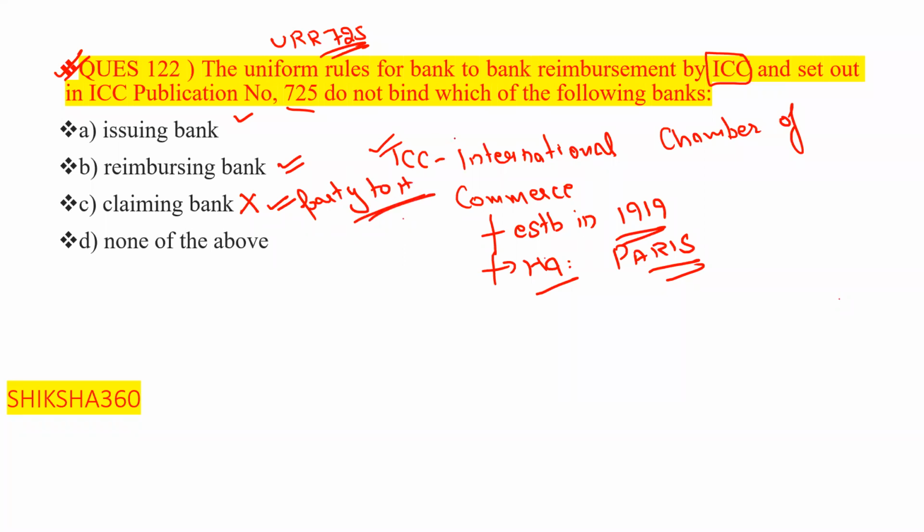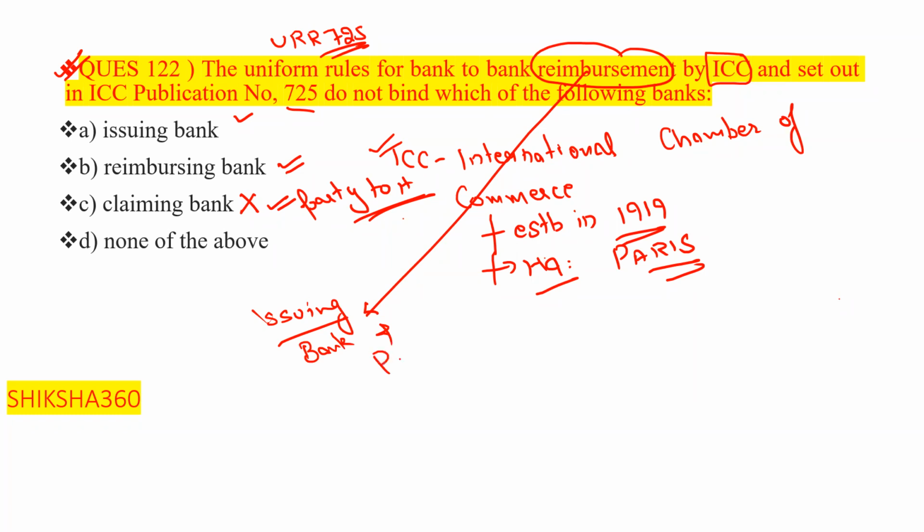And the reimbursement is done between the issuing bank and the reimbursing bank. Clear? There is no role of the claiming bank under that. Just the role of the issuing bank and the reimbursing bank. Clear?